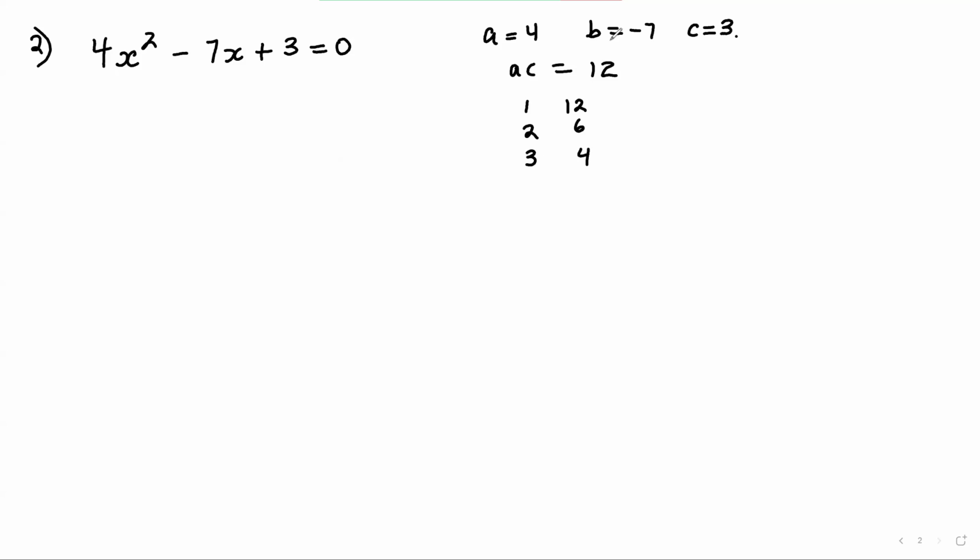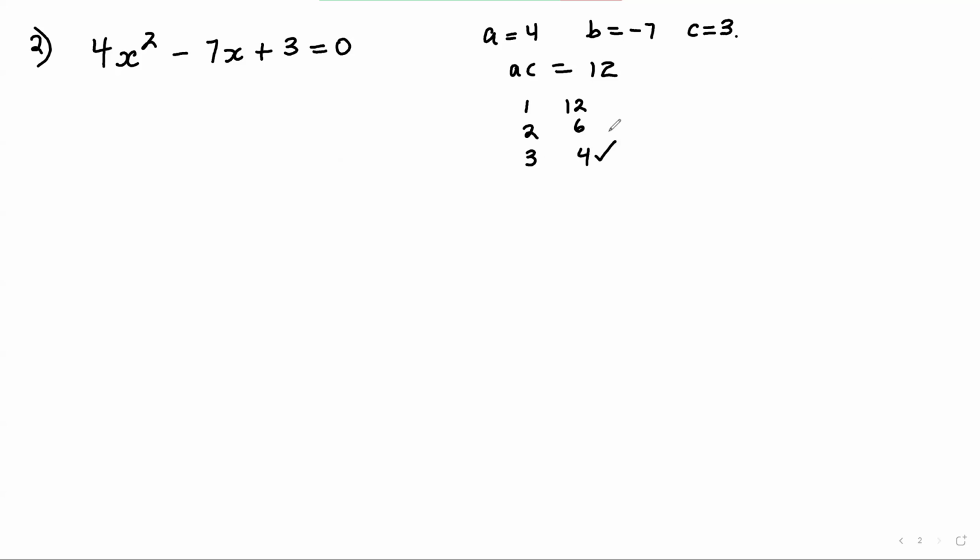Ladies, which of these could give me negative 7? 1 and 12, 2 and 6, or 3 and 4? 3 and 4. And then what about the signs, Ari? Negative. Yeah, they both will be negative, right?